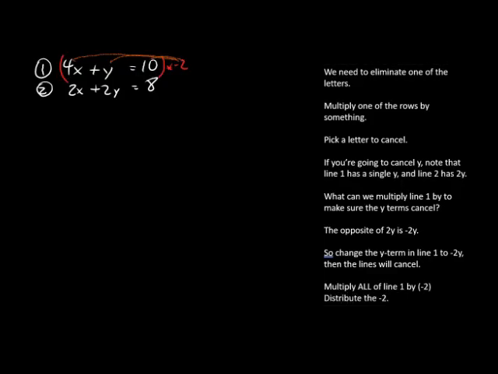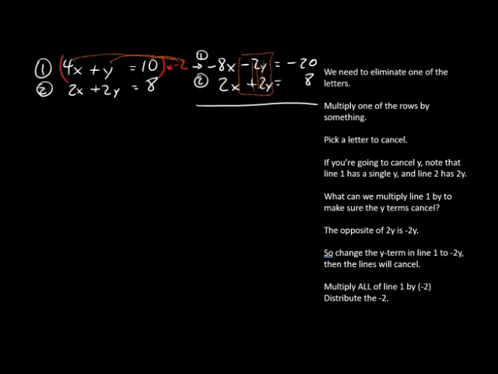When we distribute that negative 2, negative 2 times 4x will give us negative 8x, negative 2 times y will give us negative 2y, and negative 2 times 10 will give us negative 20. This is our new line 1, which we can now combine with line 2. Line 2 was 2x plus 2y equals 8. And notice that this negative 2y and positive 2y are exact opposites and they will cancel.